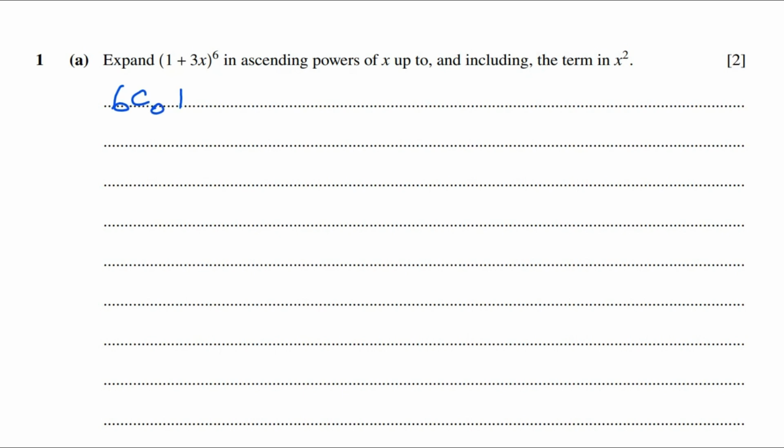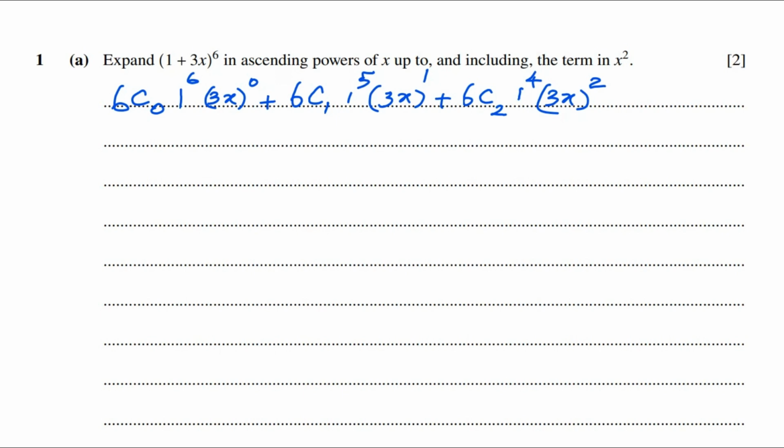6C0 1^6 (3x)^0 plus 6C1 1^5 (3x)^1, where r is 1 here, so plus 6C2 1^4 (3x)^2. We need the terms up to x squared, so we'll write up to this.